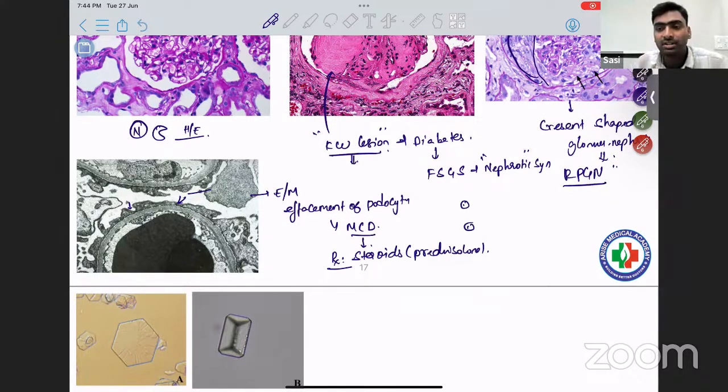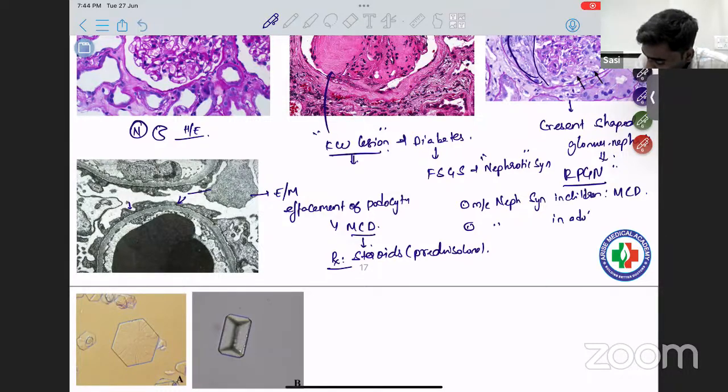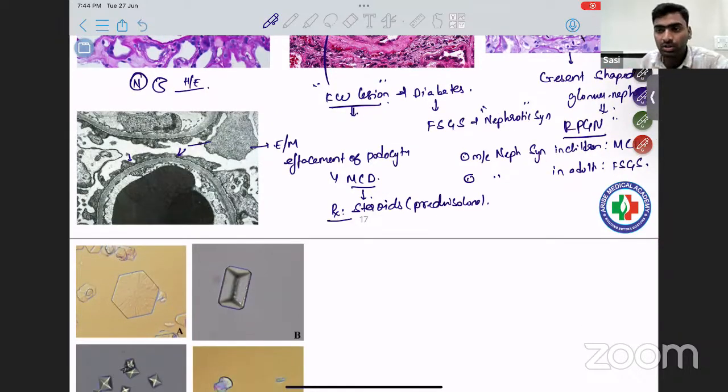What is the most common nephrotic syndrome seen in children? Yeah, that's correct. It is minimal change disease. Whereas the most common nephrotic syndrome in adults is which one? It is focal segmental glomerulosclerosis. Okay. Just remember this much in the kidney part. And if you want to remember more, just remember two more points.